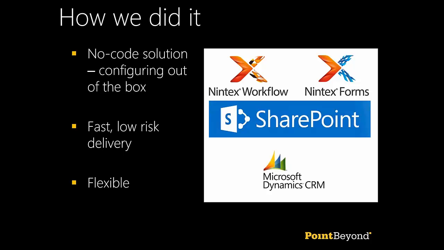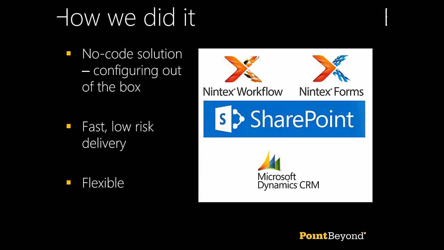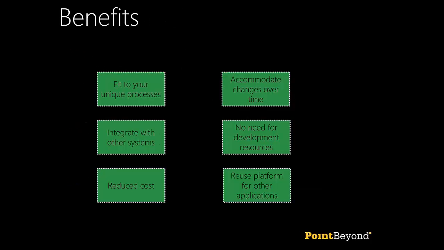Okay, so that's the approach we took. What I want to do next is talk briefly about the benefits of taking this kind of approach, as opposed perhaps, say, to custom coding something or buying an off-the-shelf finished solution. So the no-code approach really has these benefits. You can fit it to your unique processes. As Andrew will show at the start of the demo, we've got a Visio diagram that shows the process flow in this particular scenario. The nice thing about our solution is it's very adaptable to different processes.